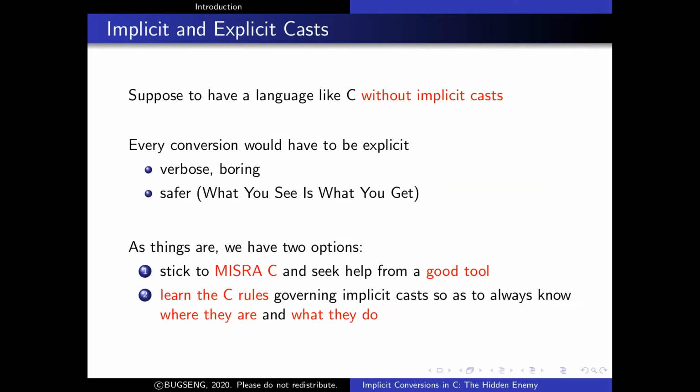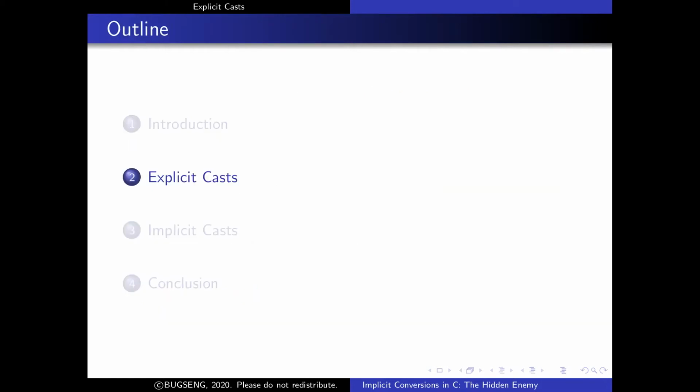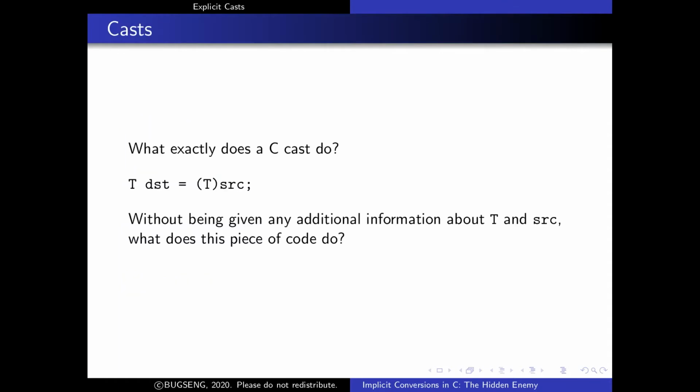So in this webinar, we explain this, point 2, okay? And from this, it will be clear that solution 1 is actually much better. So let's start with explicit casts. So what exactly does a C cast do?